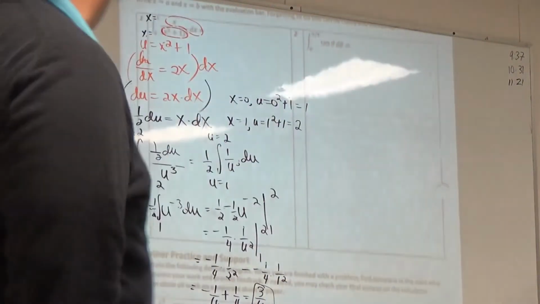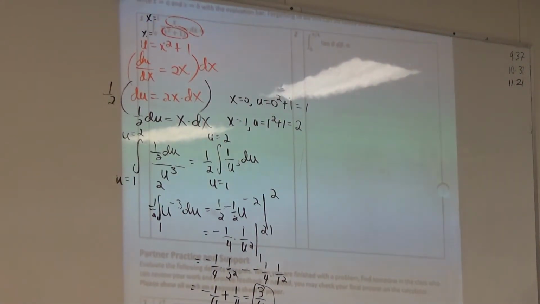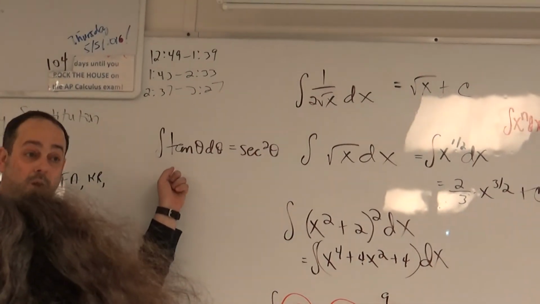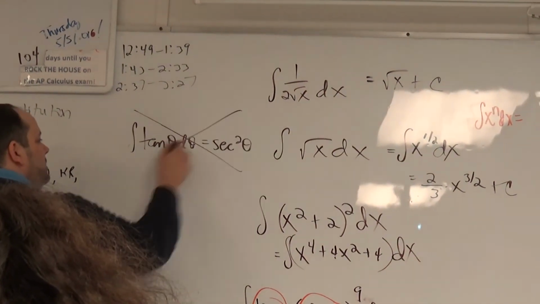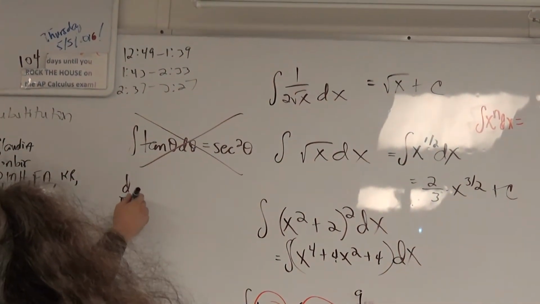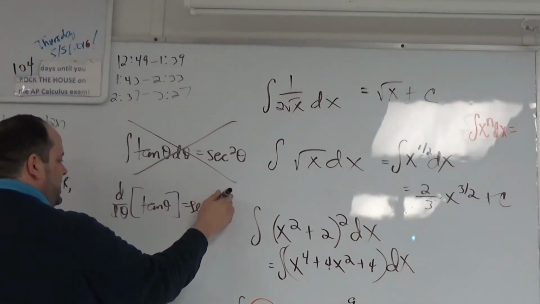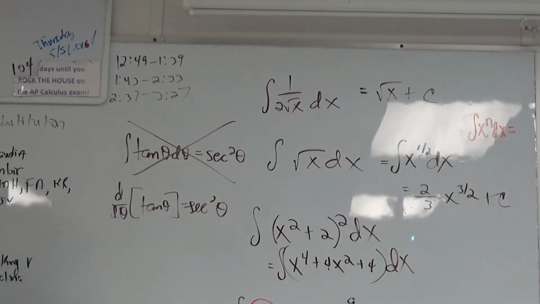Giselle, why is that wrong? Because the antiderivative of secant squared is tangent. Okay, that makes sense. So all the folks that just said this are getting themselves confused. We do not know the antiderivative of tangent theta. What do we know? We know that the derivative of tangent theta is secant squared theta. You're answering the wrong question.